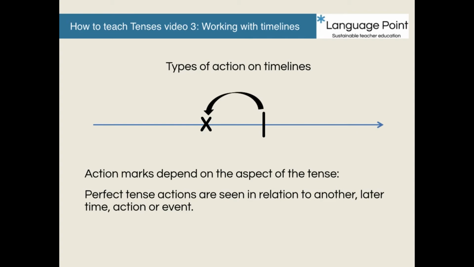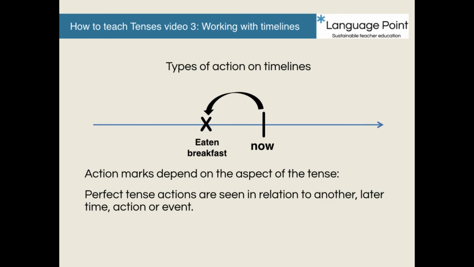For example, in the present perfect simple sentence, I've eaten breakfast, that would be eaten breakfast, and the line would represent now. So I have eaten breakfast right now. Present tense, because we're seeing that action in terms of the moment of speaking, or now.